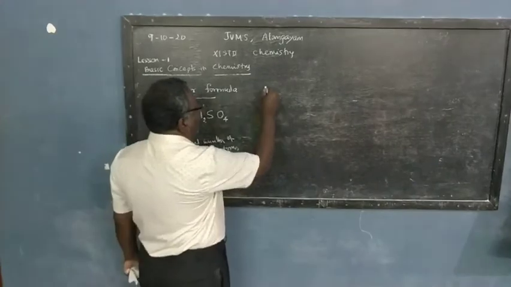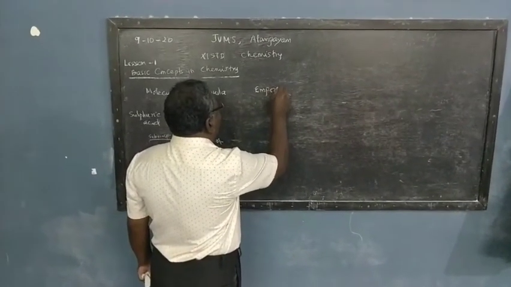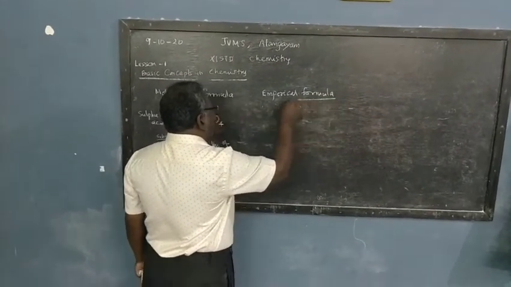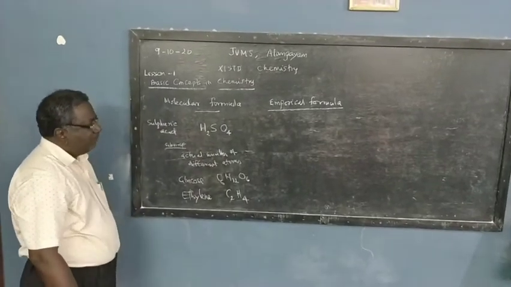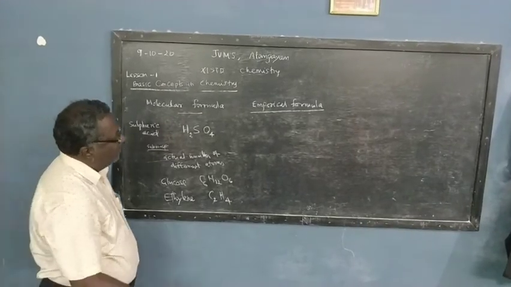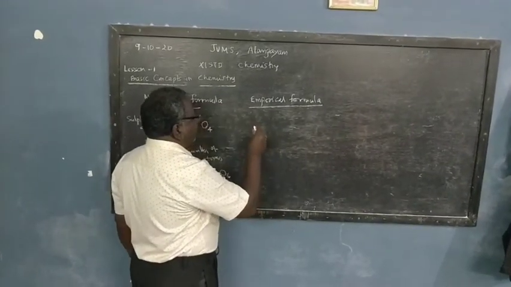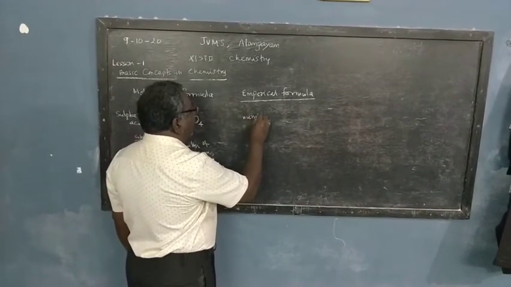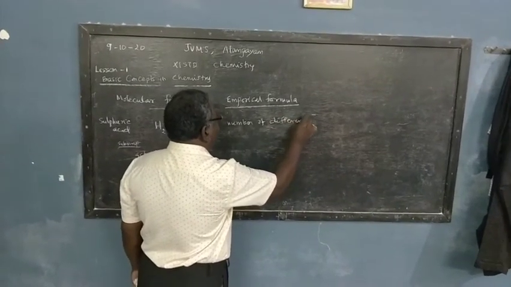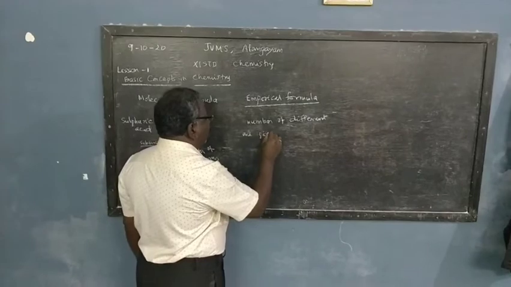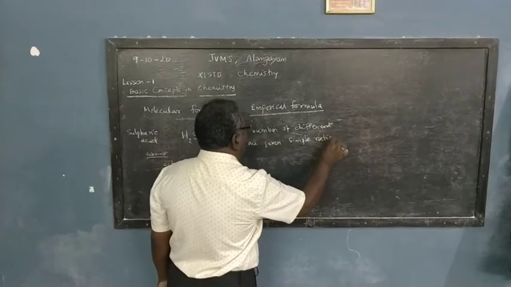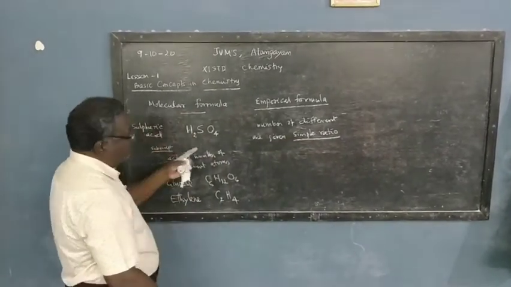And we have one more formula that is called the empirical formula. This may be new to you. You have studied the molecular formula in 9th and 10th, but the empirical formula, right. So what is the empirical formula? The empirical formula is the one in which the number of different atoms are given in simple ratio as the subscript in the formula.